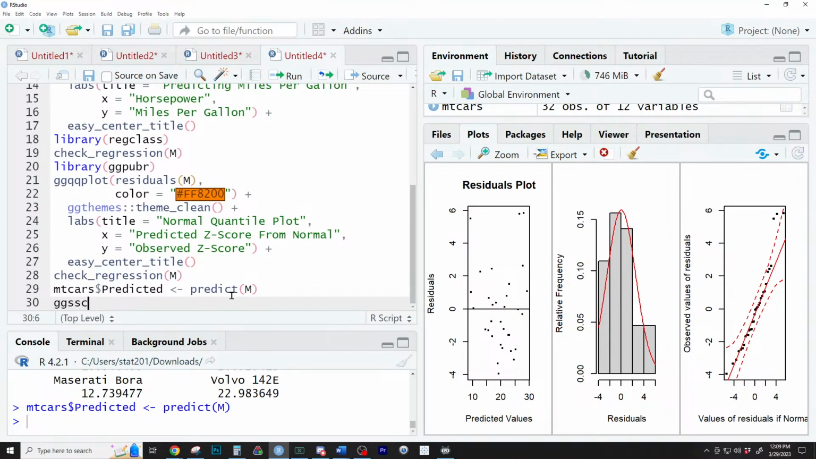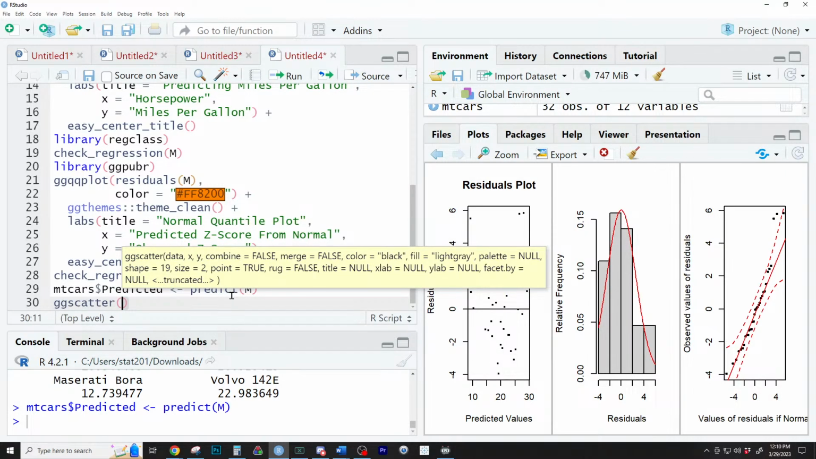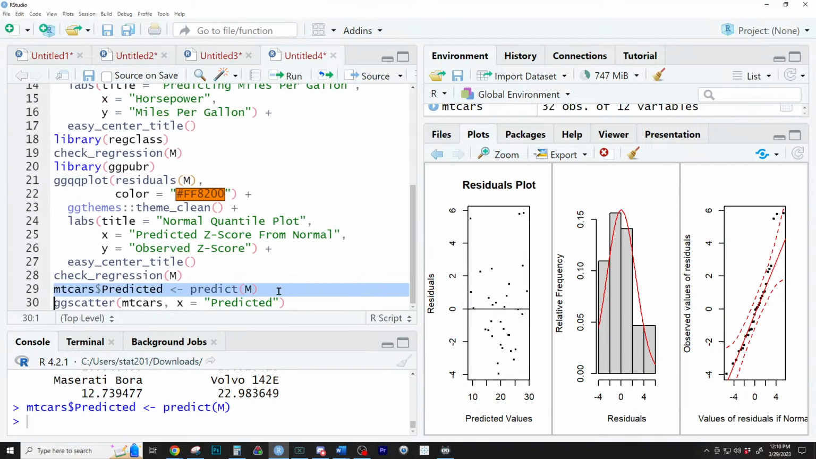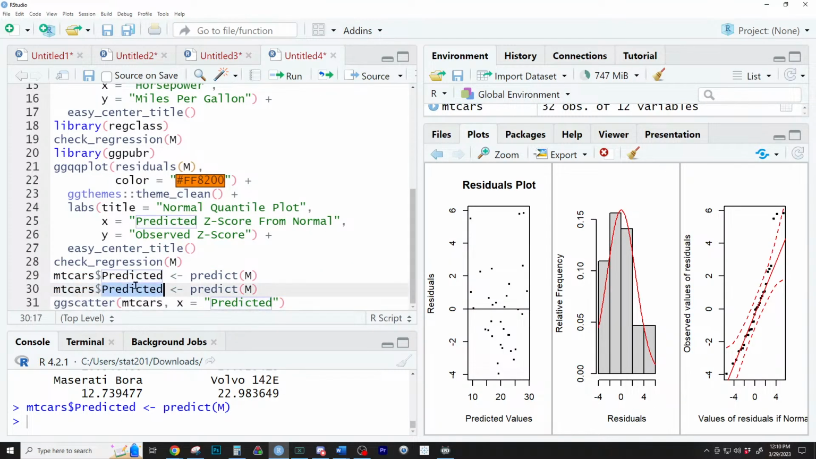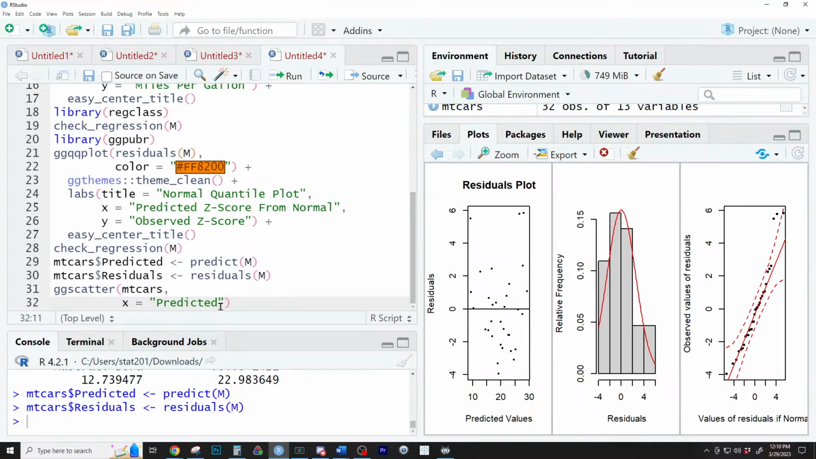And then let's go to ggscatter. The ggscatter takes data, x, and y. So we want the data mtcars, and then x equals, and the x is going to be the predicted value, and the y is the residual. So guess what we got to do right here? We got to go and drop our residuals over here, not with K, and go to residuals of our model, and there's the residuals. And now we're going to plot this right here.